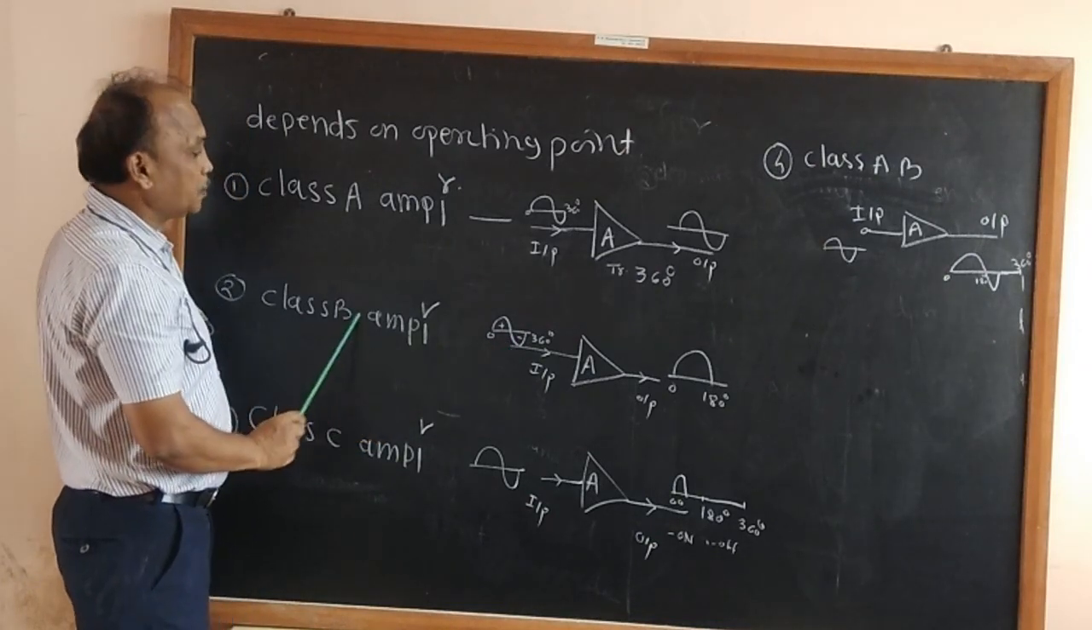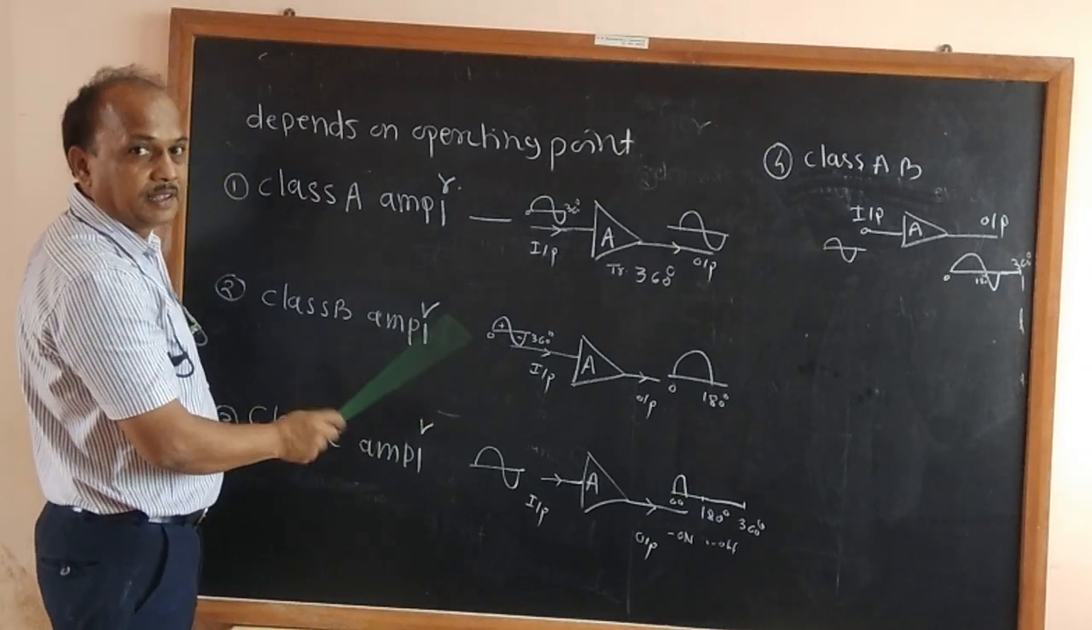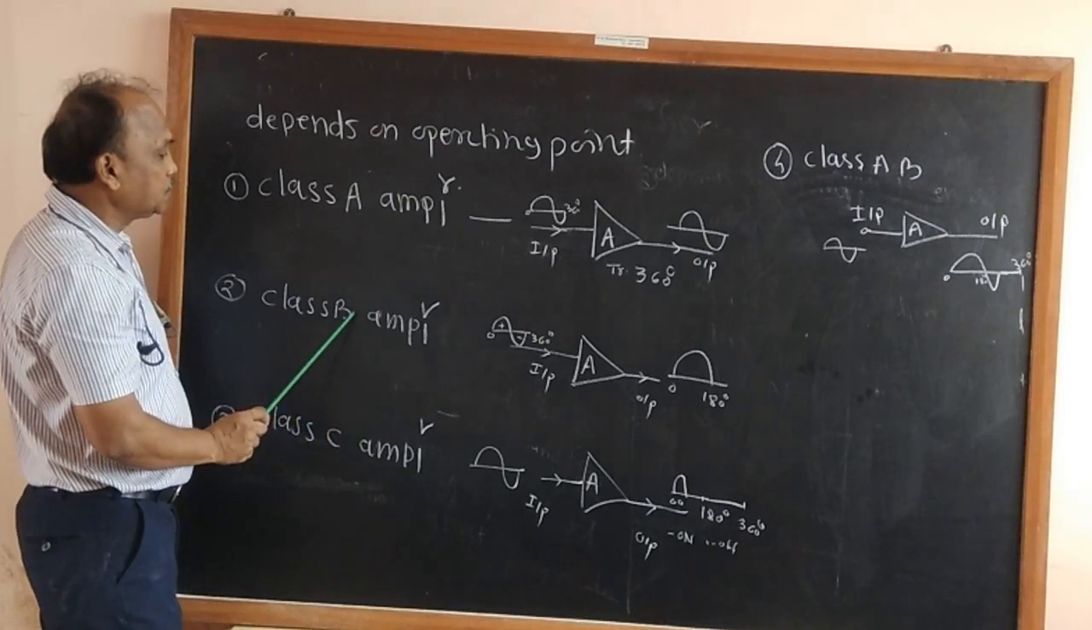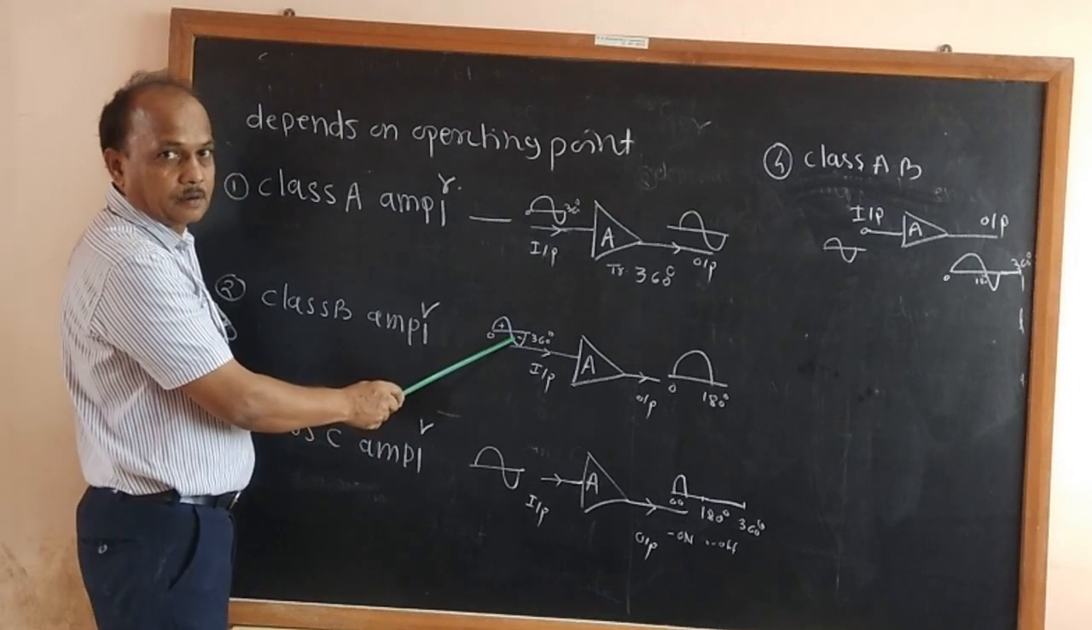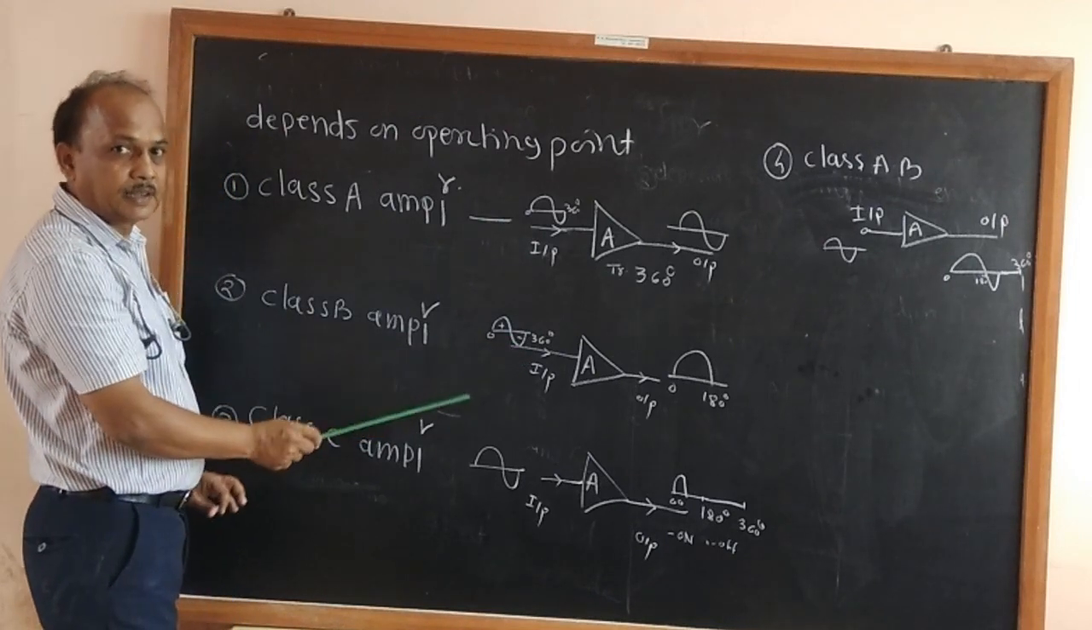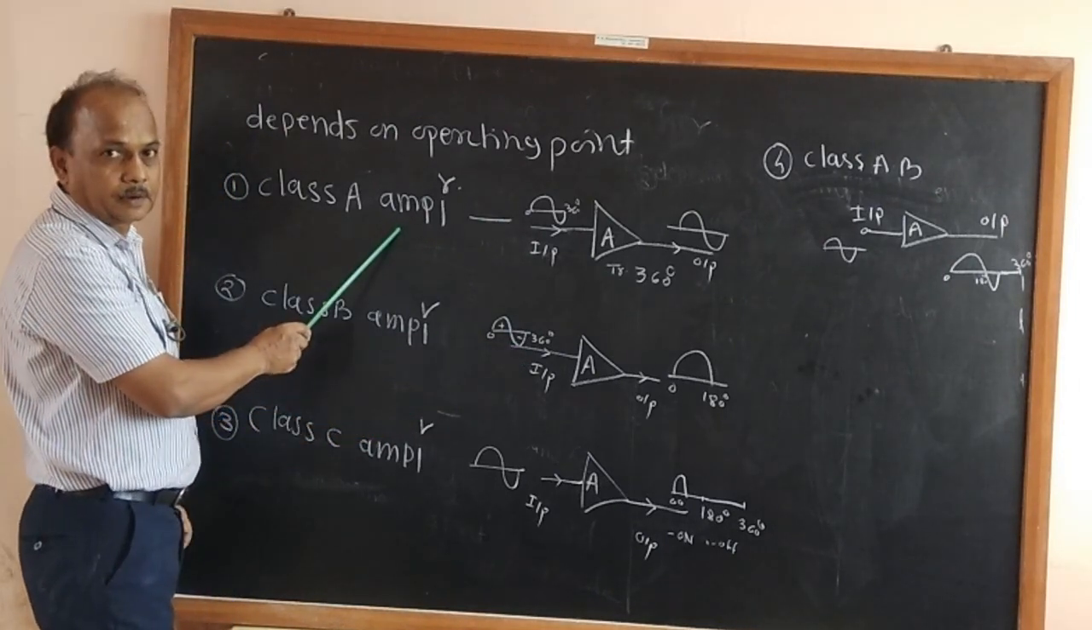Now here the efficiency of the amplifier is increased. Why? Because we are using the transistor in the circuit for only half the duration. So heating is less as compared to the class A amplifier.